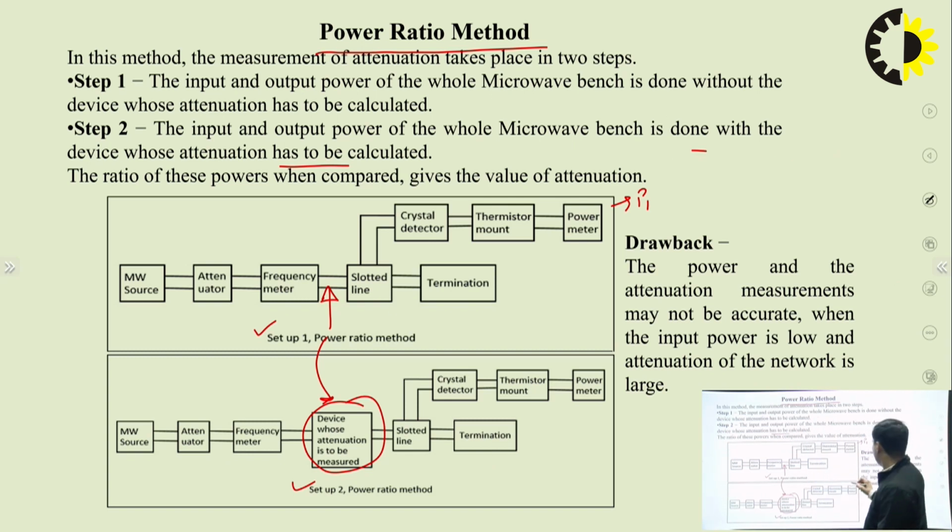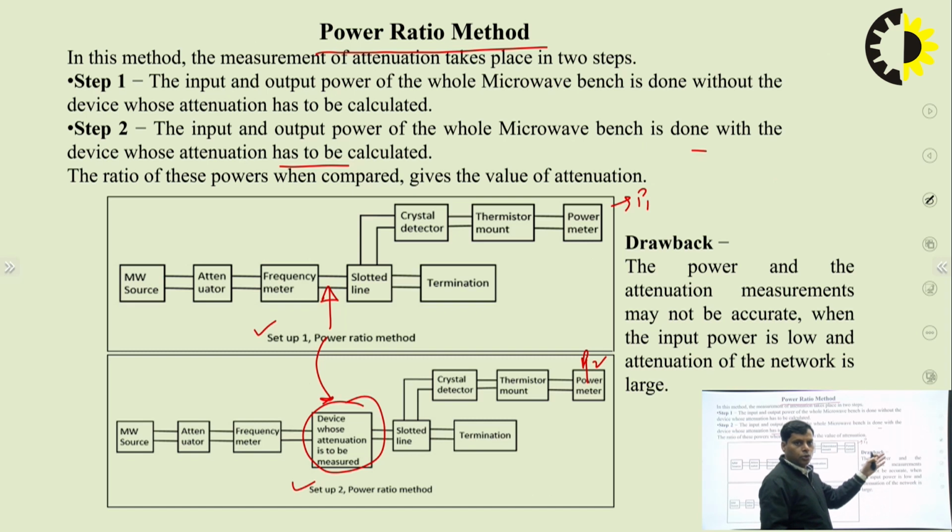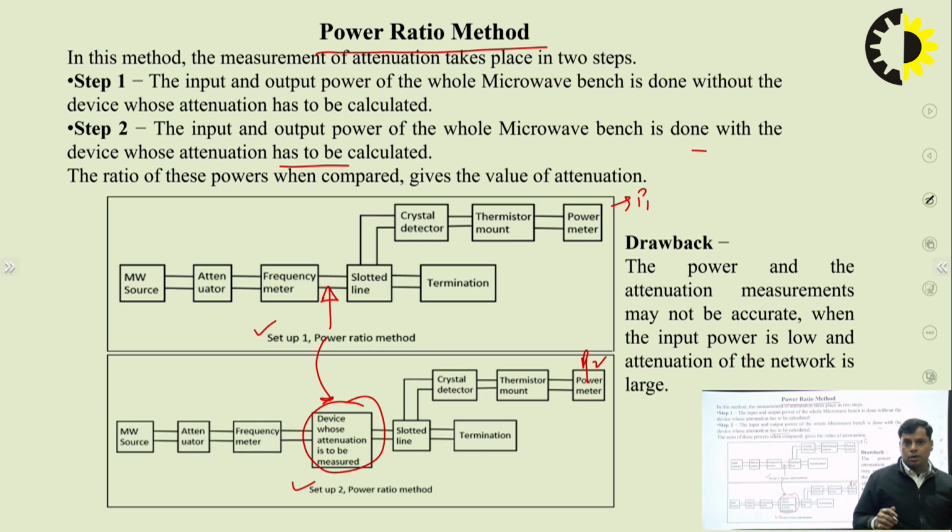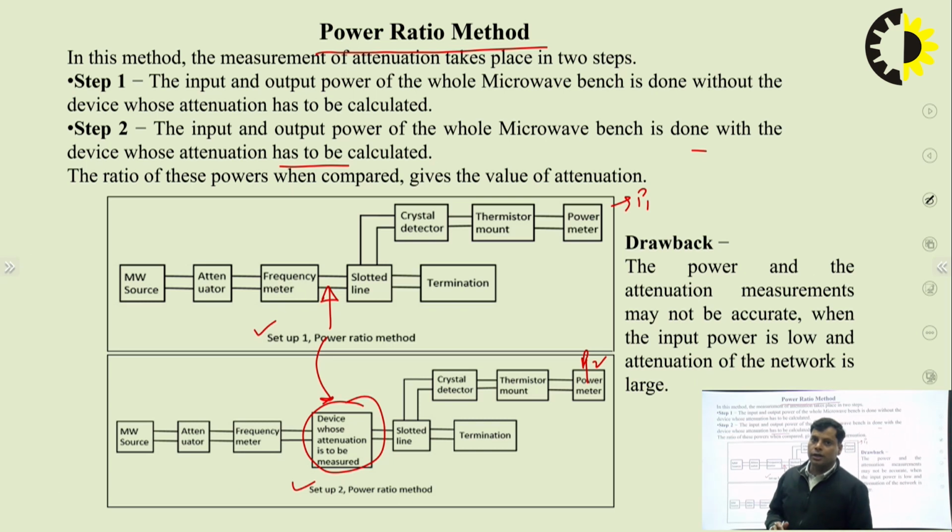Let's say some power now comes here, and its value is P2. So the ratio of these powers, when compared, gives P1 by P2. We will compare the two values we get here. When we compare both of these, we can get the attenuated power, or the attenuation amount. In this way, we are simply getting the ratio of power. Okay, so this is one of the methods.